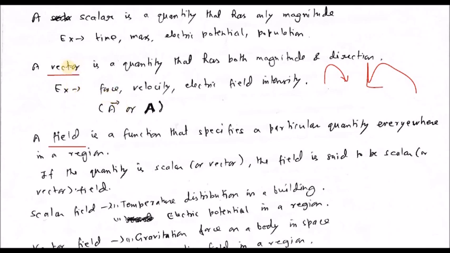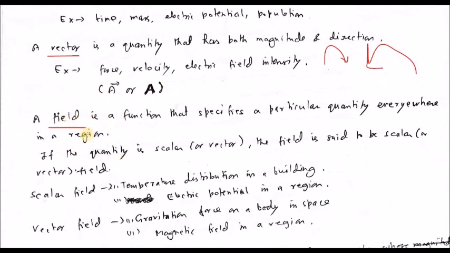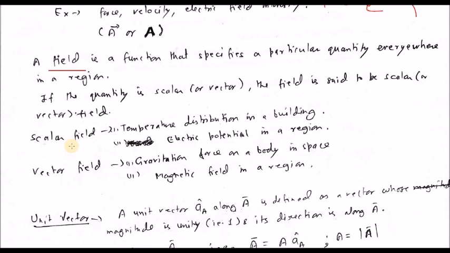One more thing about the vector is that we denote a vector by a bar or bold A if the quantity is A. Now in field, if the quantity for which we are talking about the field is scalar, then the field associated with that quantity will be a scalar field, and if the quantity is vector, then the field will be a vector field. Examples of scalar fields are temperature distribution in a building and electric potential in a region.